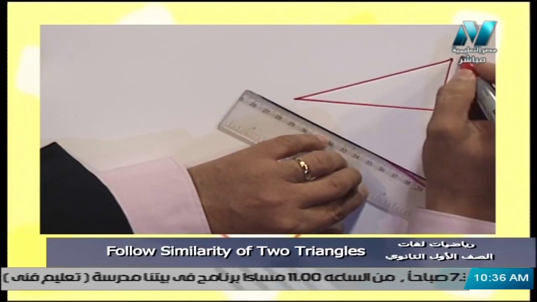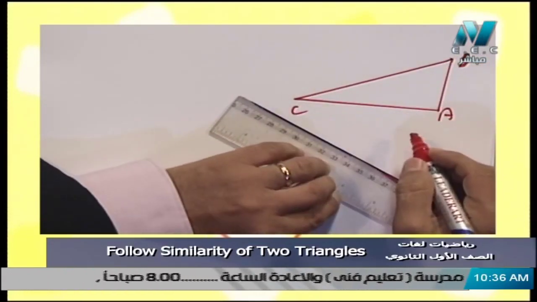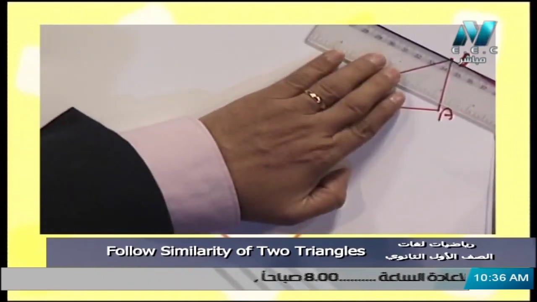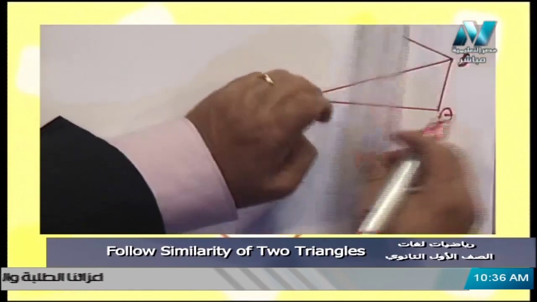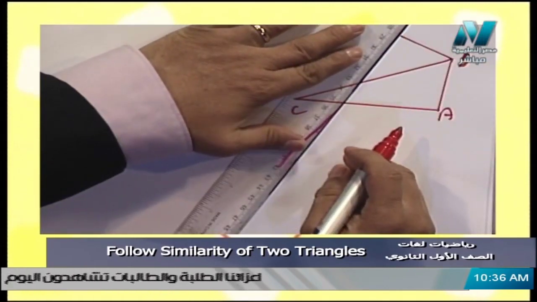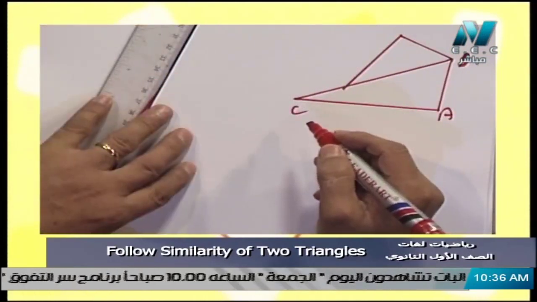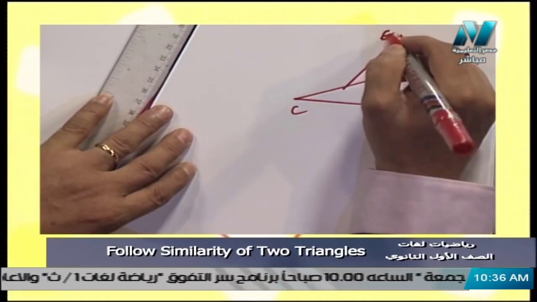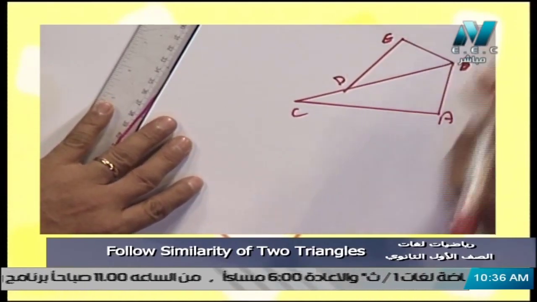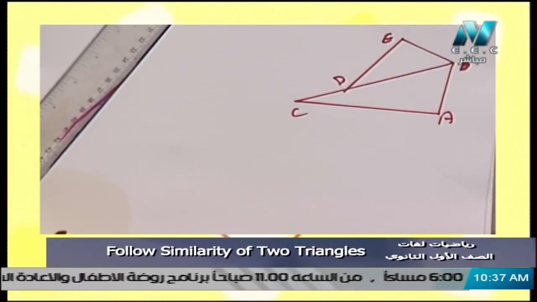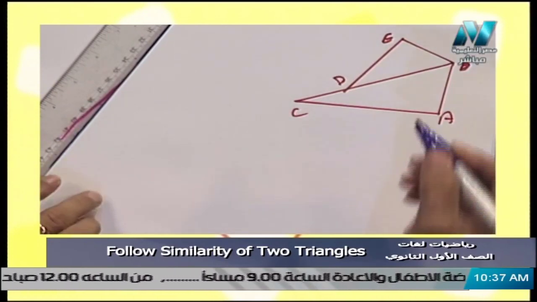This is triangle BAC, and we have another triangle up to the first one. We called it BED. Okay, so we have two triangles here, and we have some lengths.